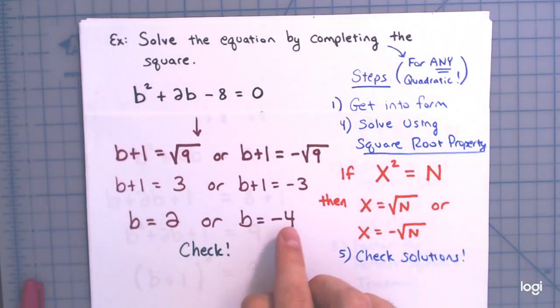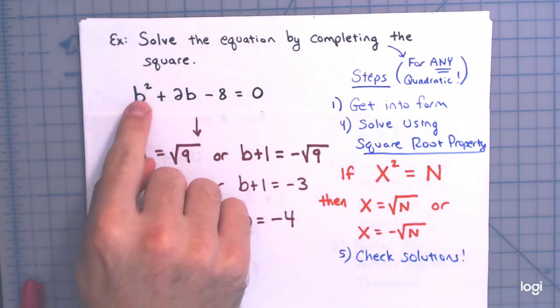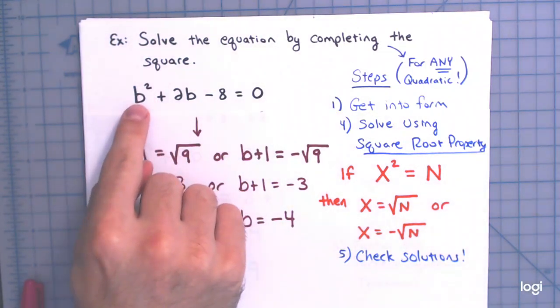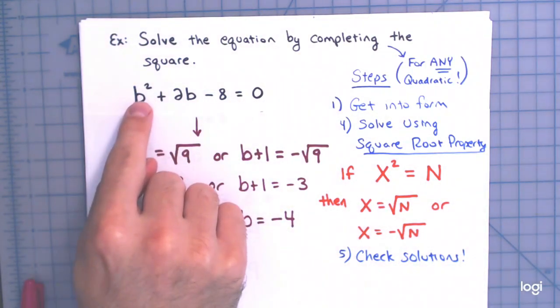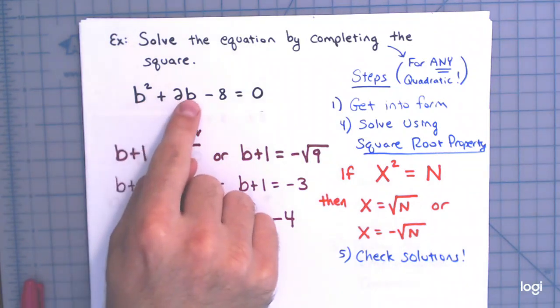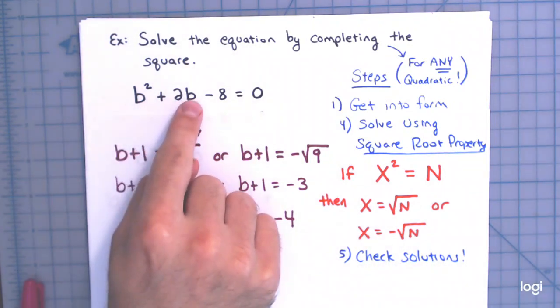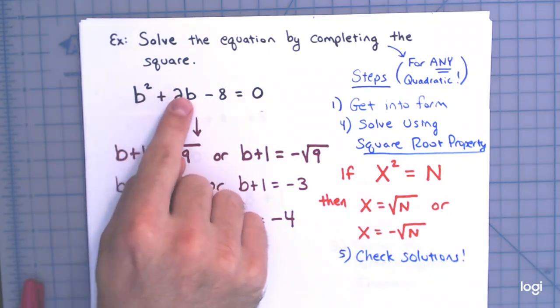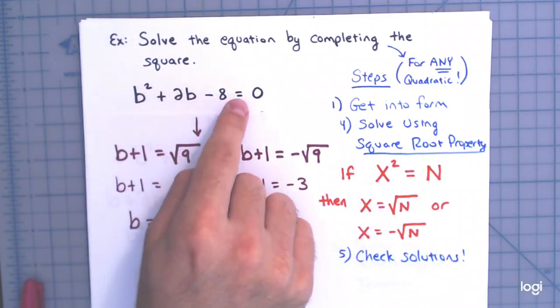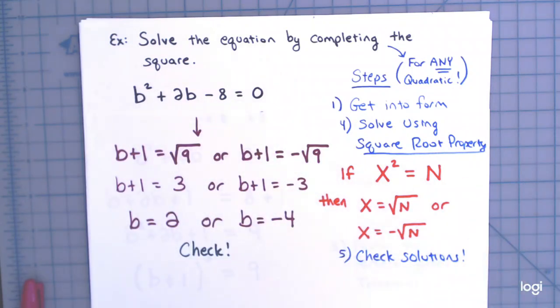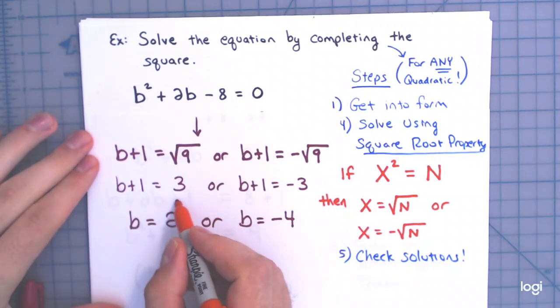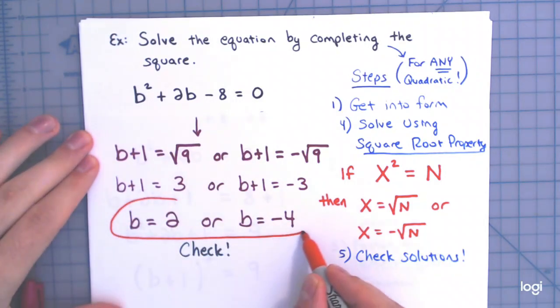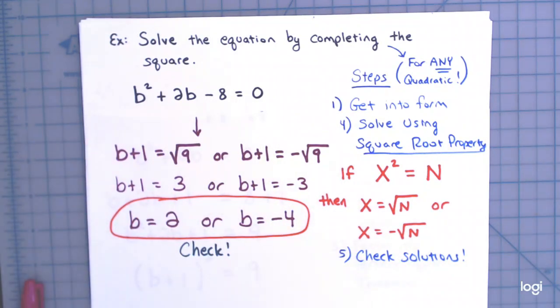And then how about negative 4 for b? Well, negative 4 to the second power, negative 4 times negative 4, would be positive 16. Then 2 times negative 4 would be negative 8. So 16 plus negative 8, which is the same as 16 minus 8, is 8. And then minus 8 again after is 0. That's true. So both of these are valid solutions. They are both good. I'll circle them both.